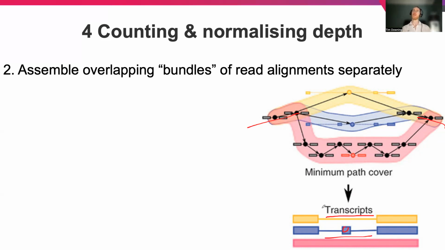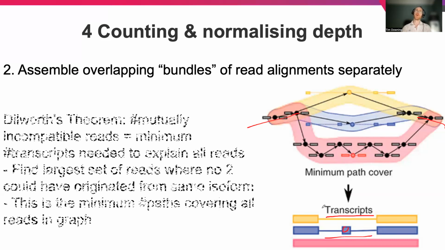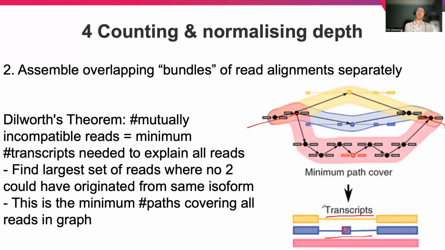red ones that span that entirely. A lot of the ideas behind this link to Dilworth's theorem, that the number of mutually incompatible reads is the minimum number of transcripts needed to explain all reads, which is what we click on here. This is the minimum number for this kind of picture. We're thinking about the largest set of reads where no two reads could have originated from the same isoform, and the minimum number of paths covering all reads in the graph that we generate.